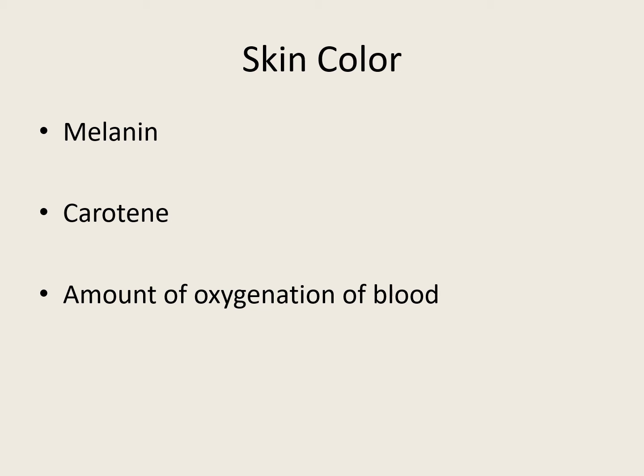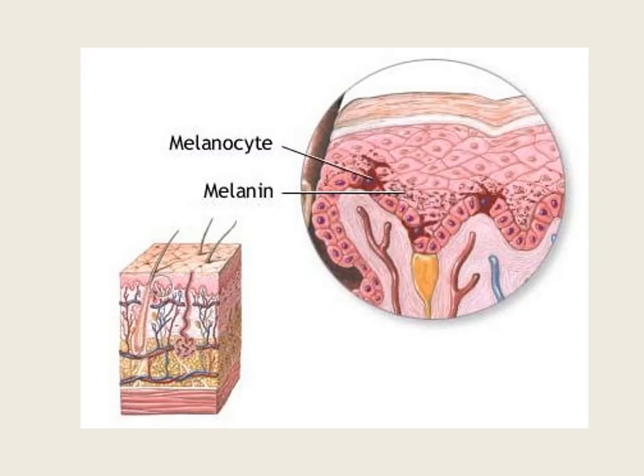So what determines skin color? Well, there can be three main things: melanin, keratin, and the amount of oxygenated blood. Melanin is going to be produced by your melanocytes. It is a darker pigment. Everyone has melanocytes that should be producing melanin. It's just that the different skin colorations have to do with how much melanin is actually being produced.